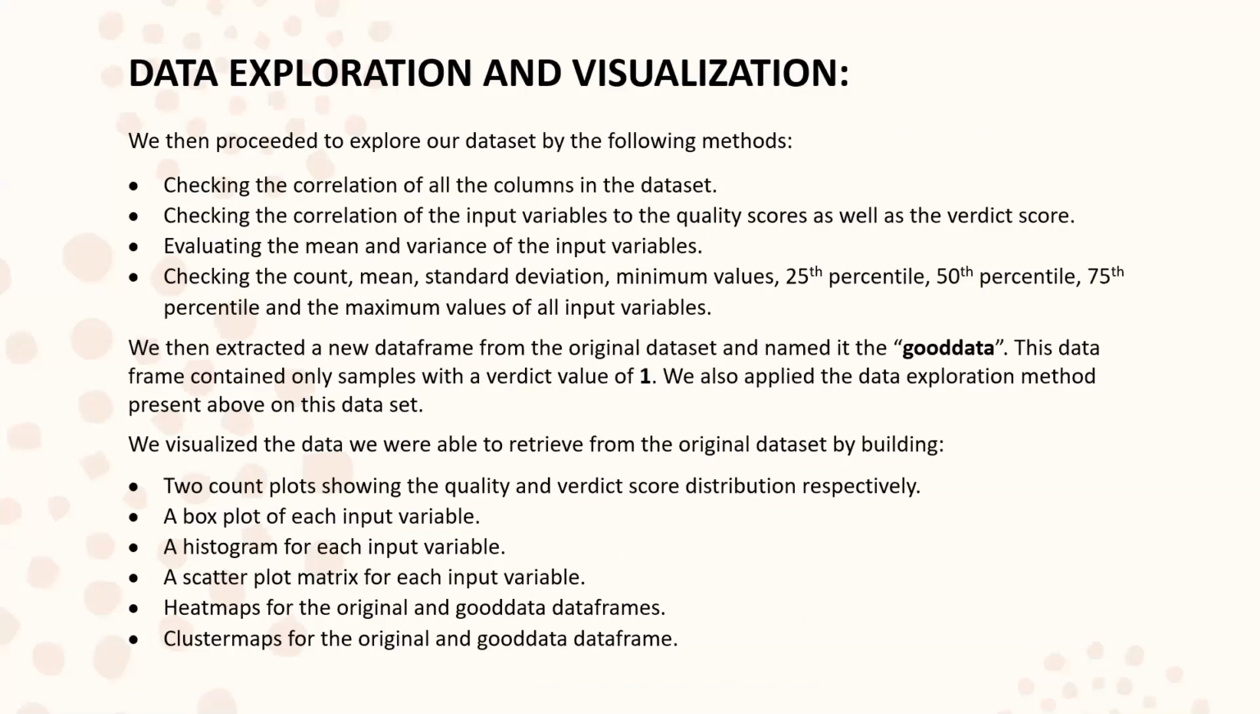So we proceeded to carry out exploration on our data set. We did that by using the dot corr method on the pandas data set. We checked the correlations of the entire data set, and also the correlation of the input variables to the quality score and to the verdict score. We also checked the mean and the variance.